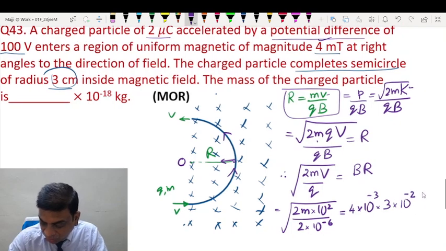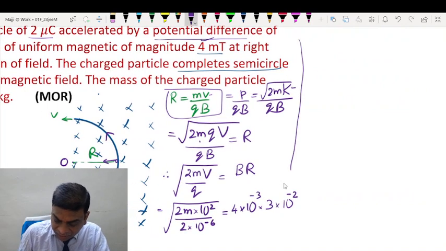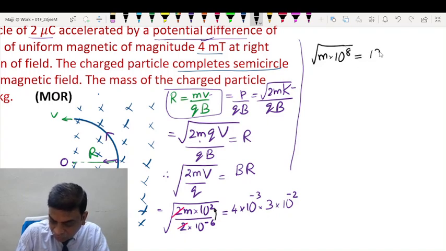So we have substituted all the parameters in SI unit. So let us solve this. Here you can see 2 gets cancelled. So we are left with root over m into 10 power 6, minus 6 goes up becomes plus 6, so 10 to the power 8. 10 power 8 is equal to 12 into 10 to the power minus 5, minus 3 and minus 2.